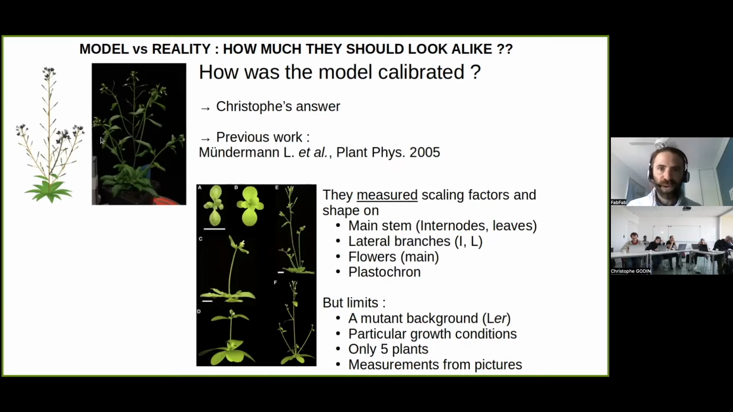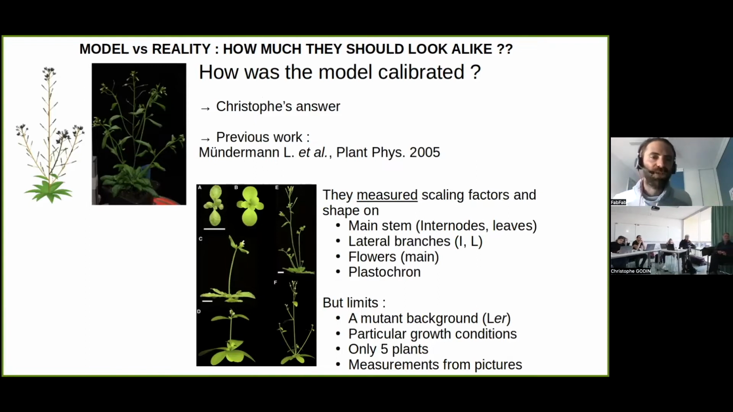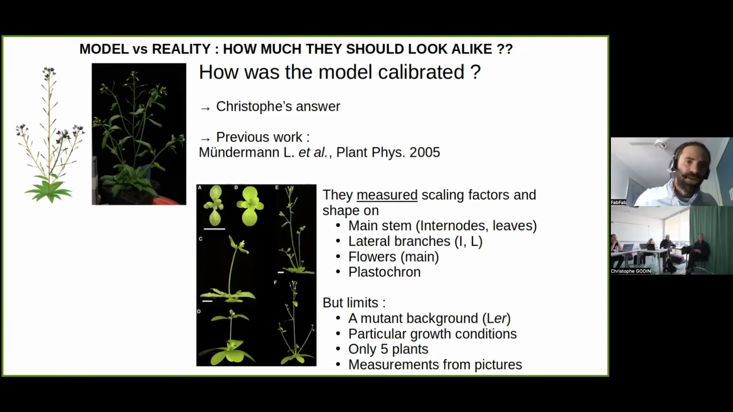So I think we should ask Christophe this because Christophe is the father of the model. But I think Christophe just calibrated it from previous data, previous work, and also his own knowledge of the plant, because although he is not an experimentalist, he has been working for years now with Arabidopsis, so he has a good knowledge of the model.